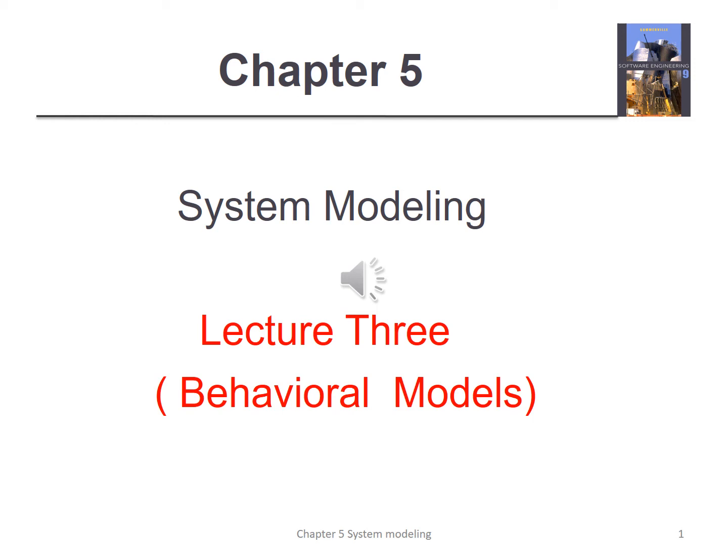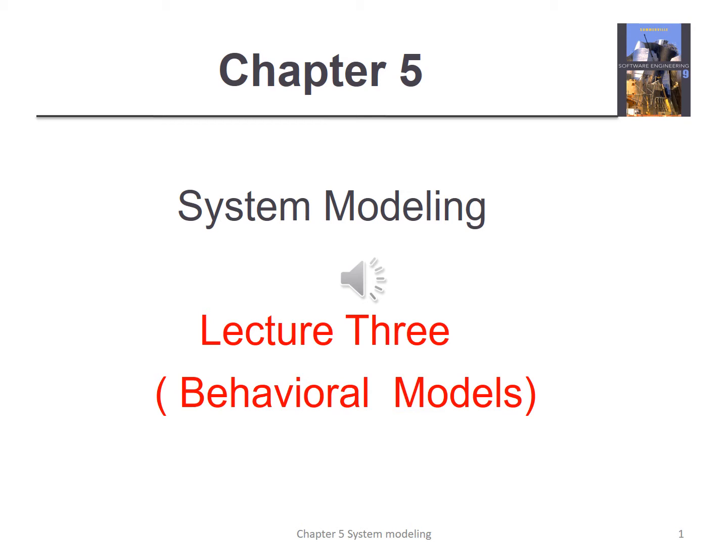Okay, in this lecture 3, which is the last lecture of chapter 5, we are going to talk about the behavioral models, which is the fourth type of system modeling. We talked first about the context diagram. Then we talked about the interaction diagrams, and by the interaction, we mean the use case and the sequence diagram. Then in lecture 2, we talked about the class diagram, the structural one.